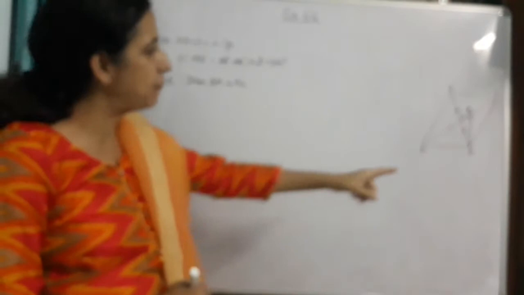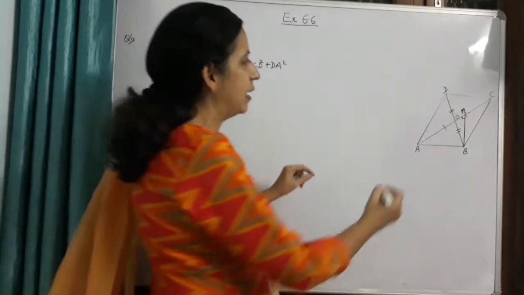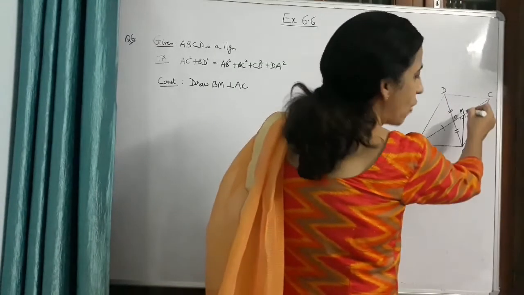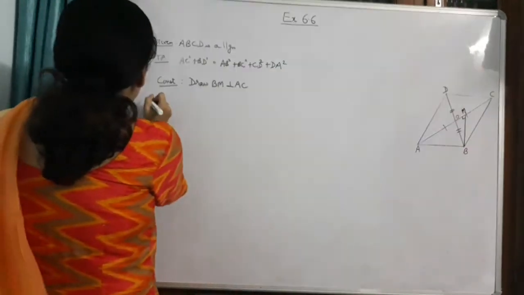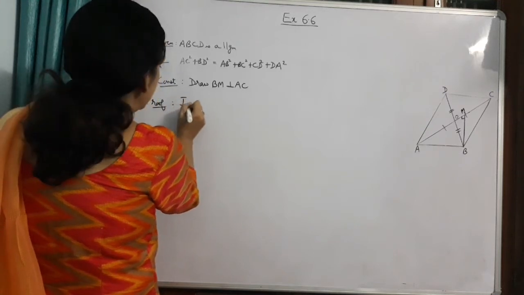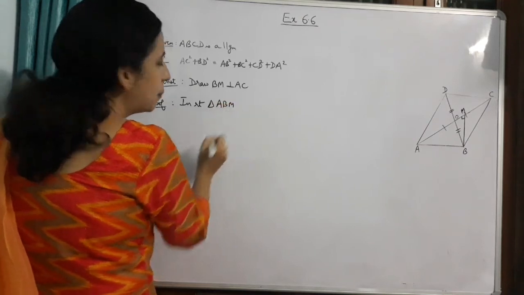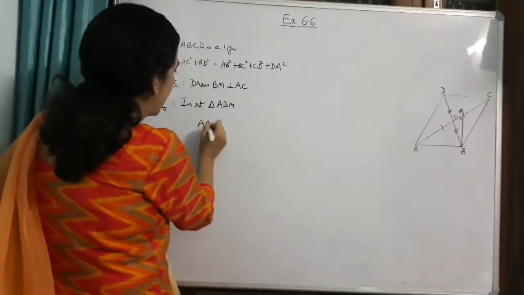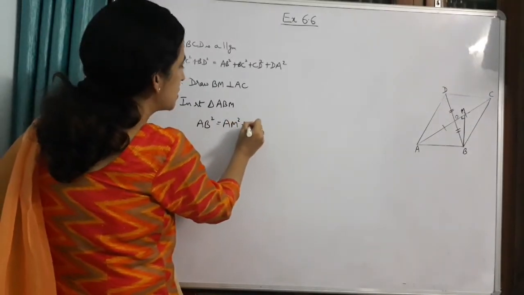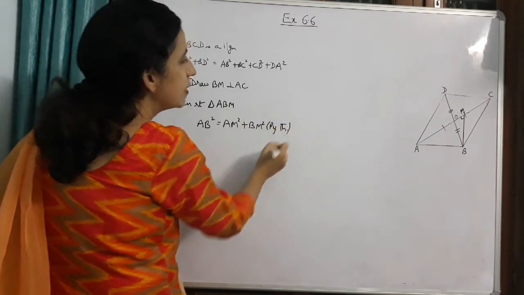We draw BM perpendicular to AC. And we can see that this is a right angle triangle ABM. So we apply Pythagoras theorem in right triangle ABM. So on applying Pythagoras theorem, we obtain AB square is equal to AM square plus BM square. This is what we obtain by Pythagoras theorem.